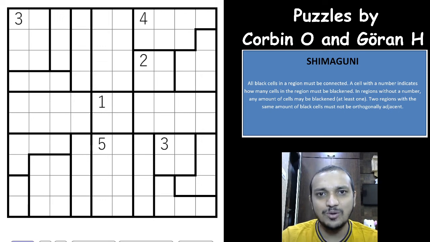Hi friends, welcome to the channel Unshackling Sudokus and Puzzles. Ashish here, and today we'll be covering a puzzle genre called Shimaguni puzzle.